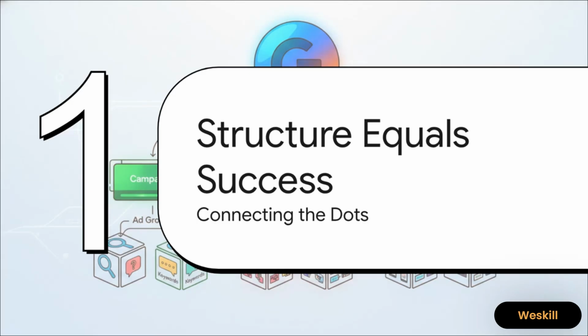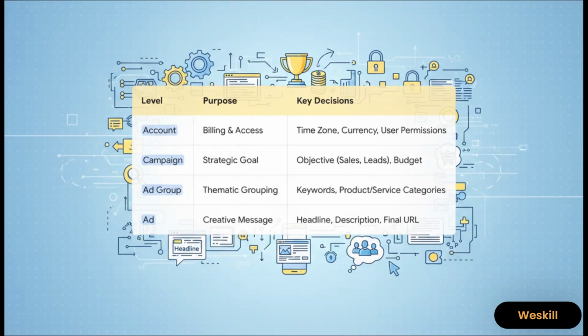Okay, so we've just walked through all 4 levels. But the big question is, why does all this matter? I mean, why is mastering this structure so crucial for your success? Let's connect the dots. This little chart here just lays it all out, makes it crystal clear. You can see how each level has its own distinct job, its own key decisions to make. It's this beautiful, logical flow, right? Starting with the big business stuff at the top and getting more and more specific until you're literally writing the perfect headline for one single ad.